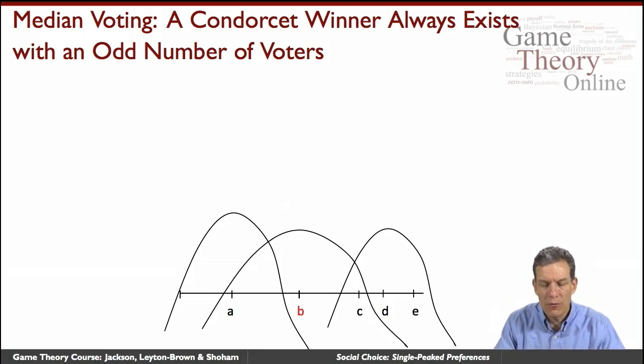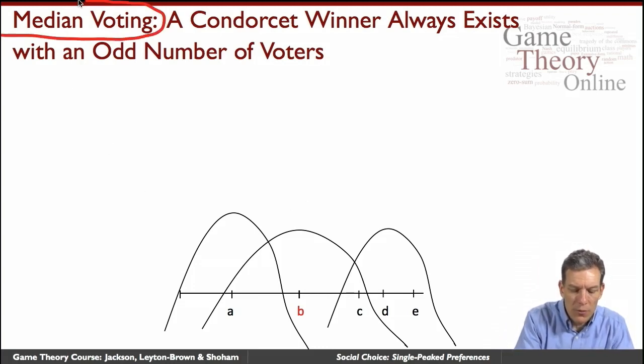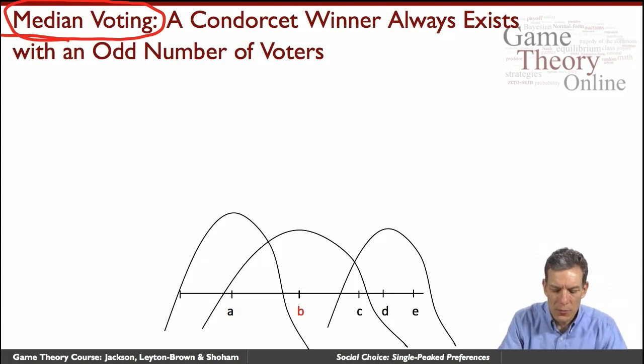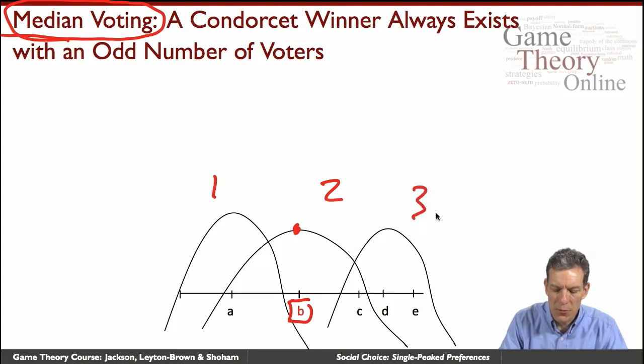So imagine we had 3 voters that have single-peaked preferences, and we had our A, B, C, D, E. We'll keep an odd number of voters to make sure we don't have to worry about ties. What's true then is if we look at the median most preferred outcome, that's going to be a Condorcet winner. So in this case, that's B. So B's most preferred by this middle person. So let's call this person 1, person 2, person 3.